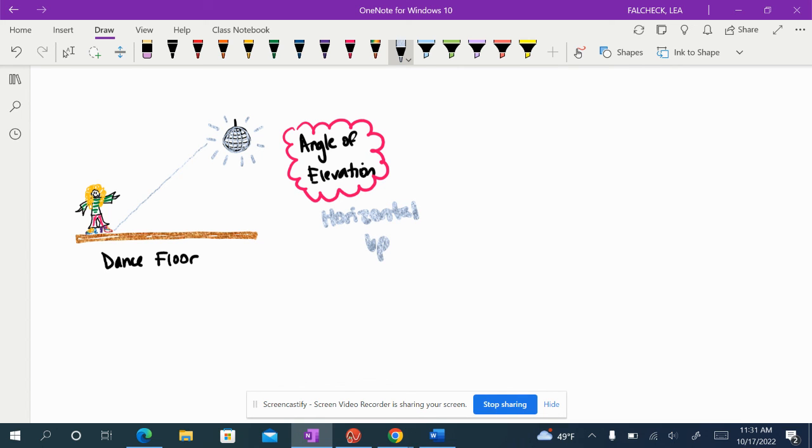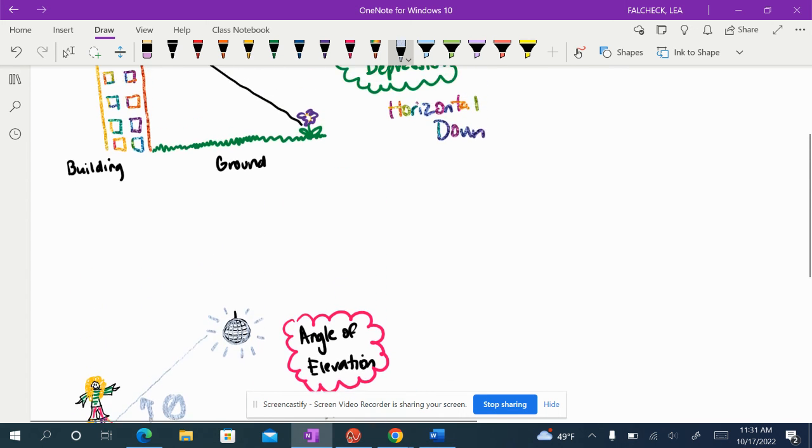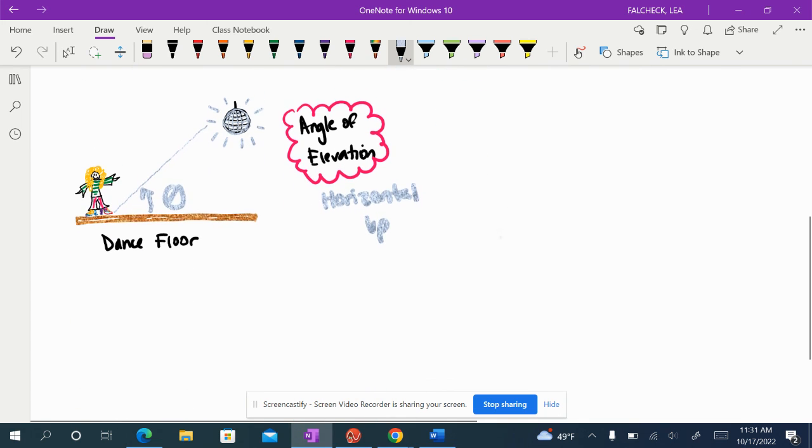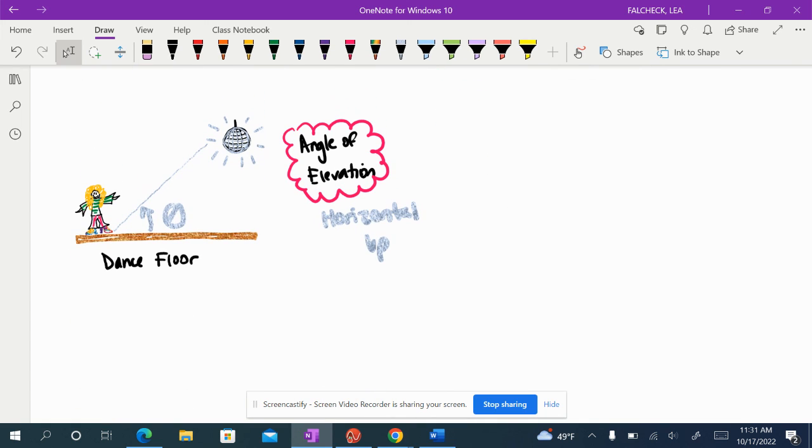I know this person's eyeballs are not on the floor, but again, we have to measure from the horizontal up. So angle of elevation is going to be from the horizontal up. Okay? And you would just go like this, and that would be theta, or your angle of elevation. Angle of depression from the horizontal down, angle of elevation from the horizontal up. Thank you.